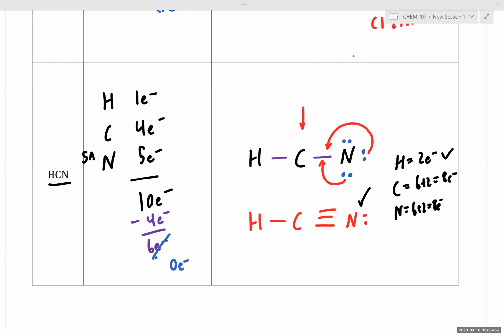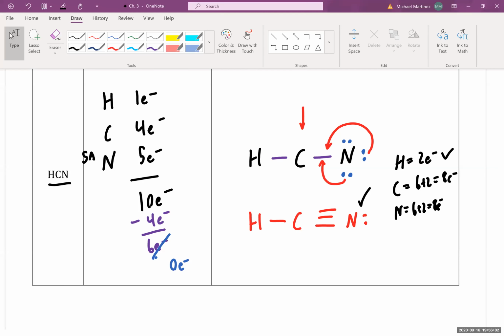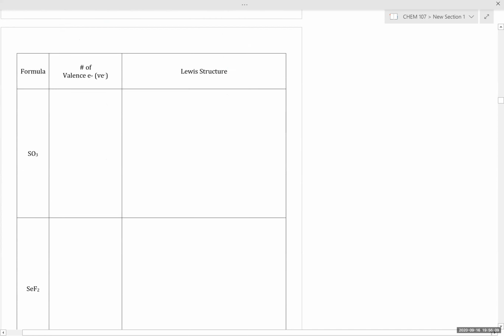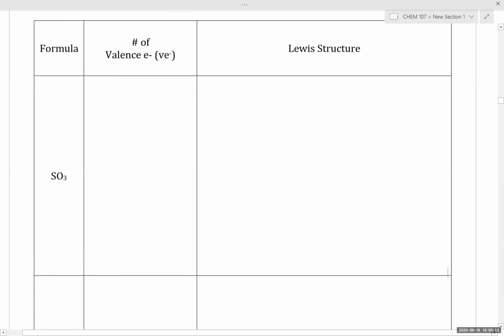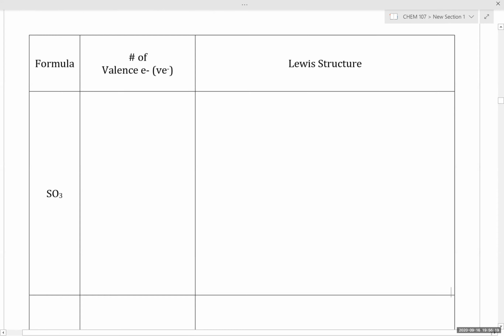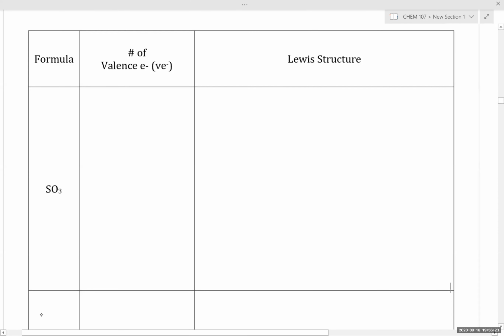Any other questions? So let's keep going now. Let me resize the screen. So remember that hydrogen only wants to form one bond. Did that answer your question in the chat? Did that address your question? Perfect.